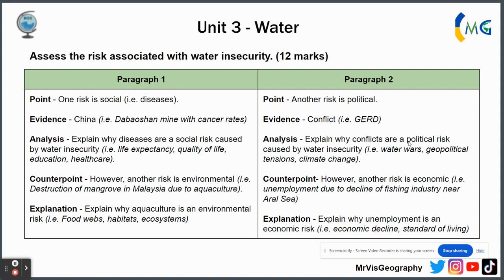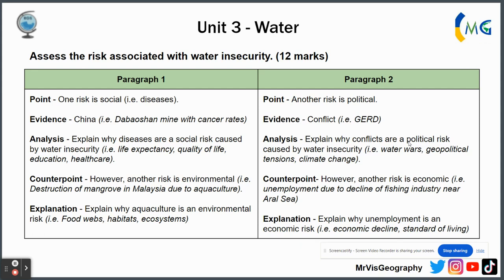Then counterpoint that by saying, however, another risk is economic. Think of the unemployment in the Aral Sea due to the decline of the fishing industry, for instance. Explain why unemployment is an economic risk. Think about the economic decline of an area, basically the opposite of the multiplier effect, and the drop in standard of living for people living in the area, etc.